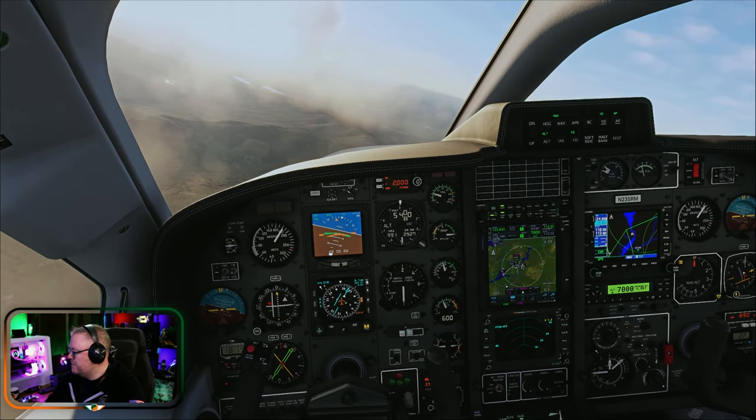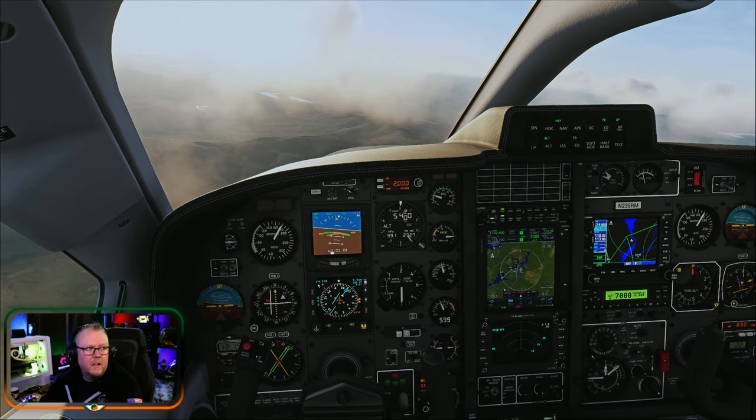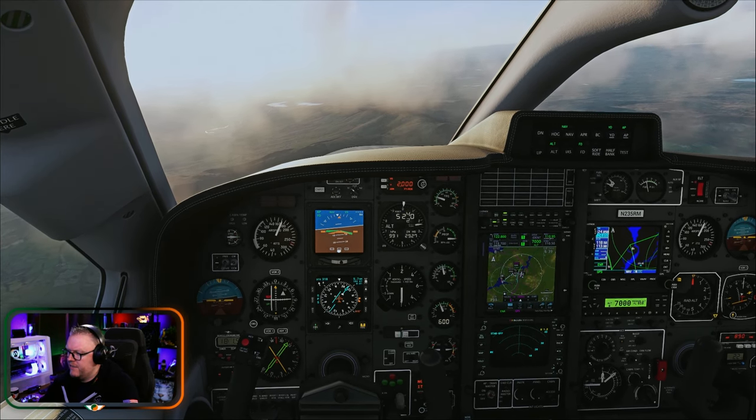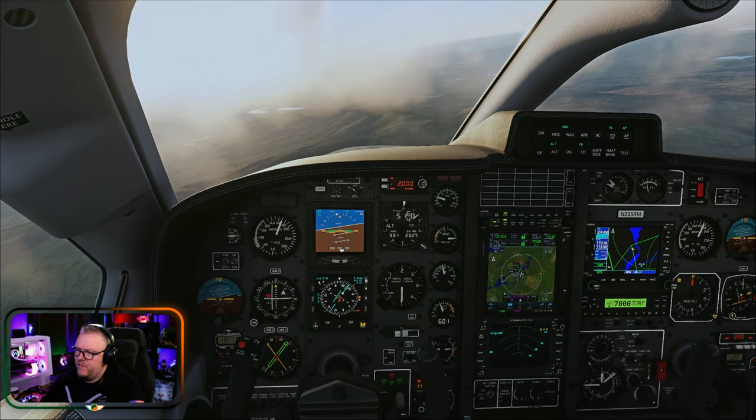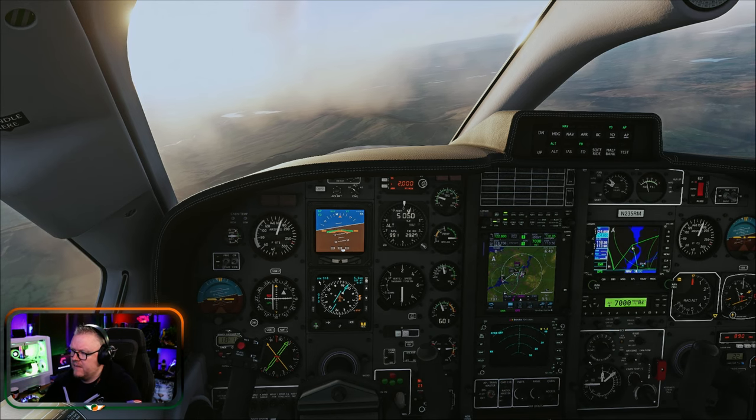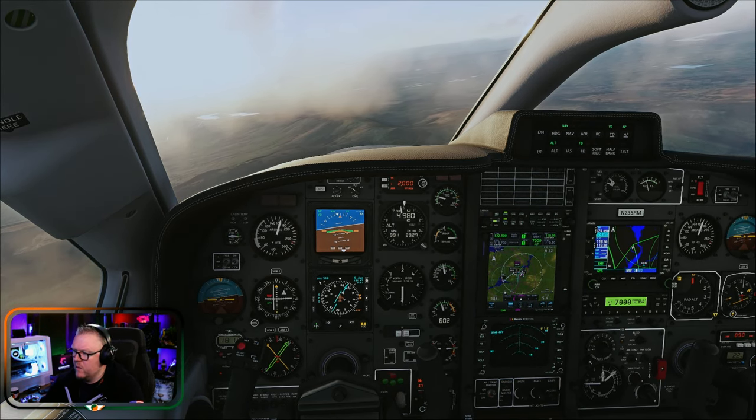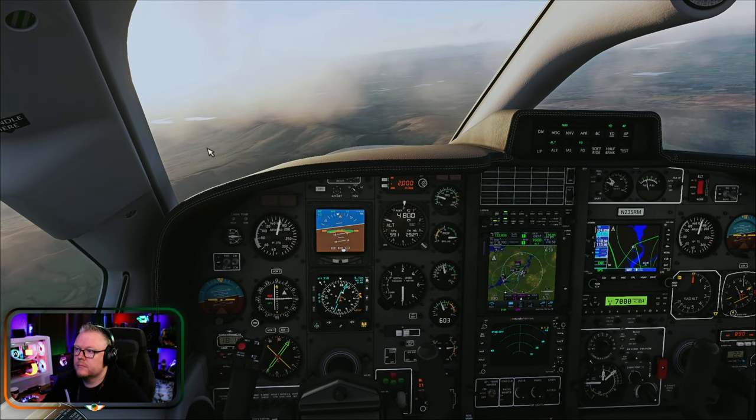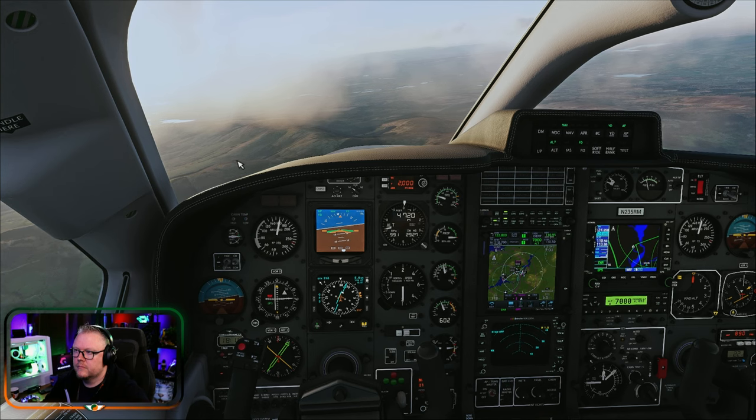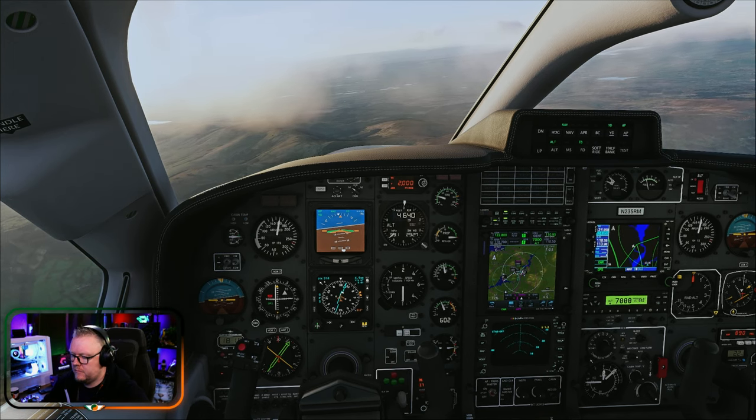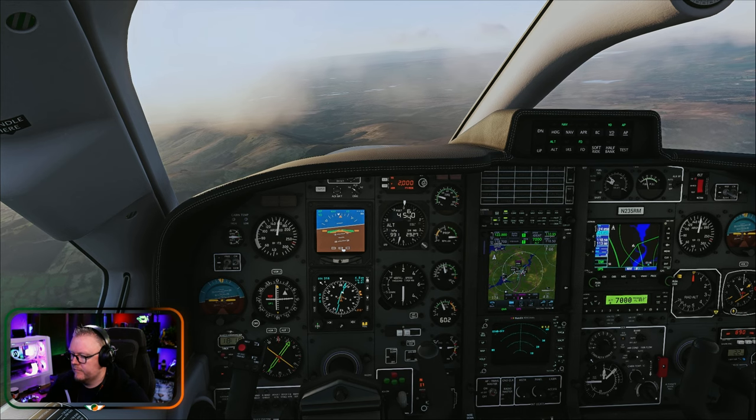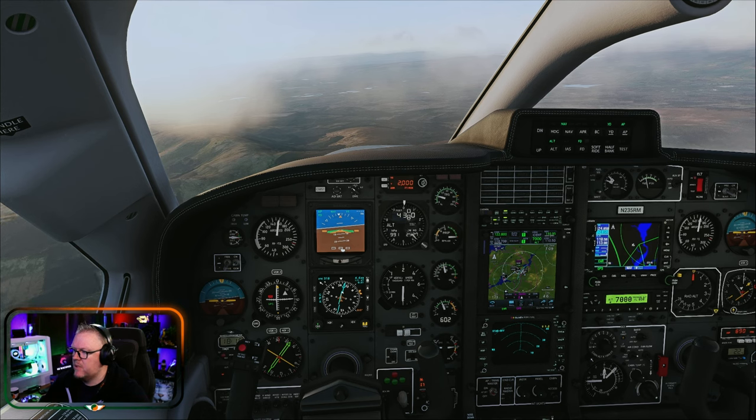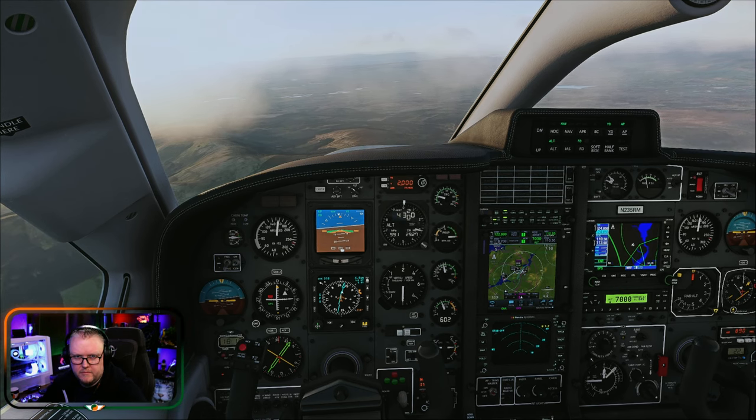So our initial call could be something like this. Shannon Tower, Firefly 235, overhead Gilog, direct to DRAG, altitude 5,000 feet, descending 3,000 feet, inbound for the ILS runway 24. Firefly 235, Shannon Tower. Roger, continue approach, QNH 0991, report when on final. Continue approach, QNH 0991, and we'll report on final for Firefly 235.